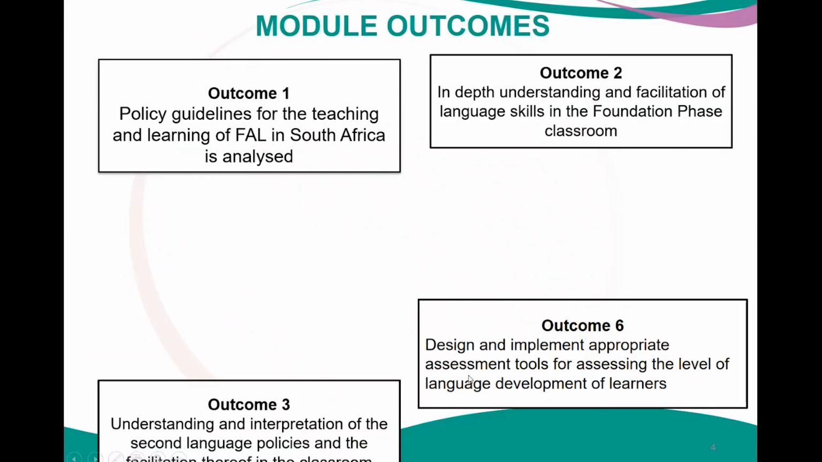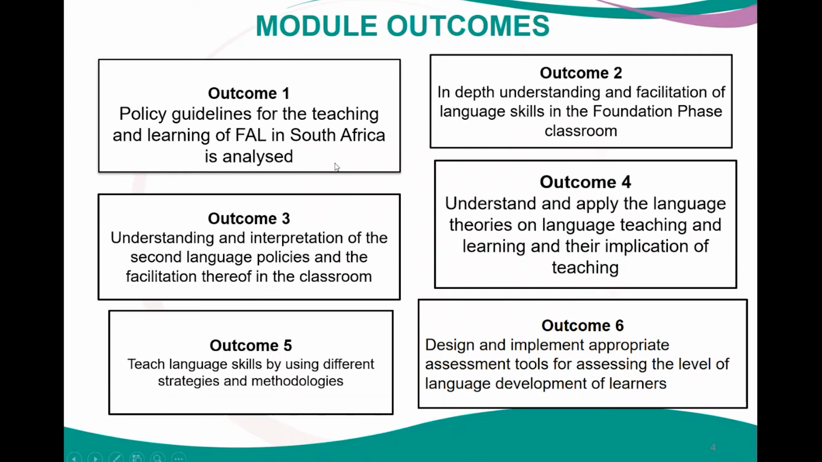Okay, let's look at this module. Remember, we looked at different units, but each and every unit has its own outcomes. Please go through these outcomes, outcome 1, 2, 3, 4, 5, 6 for each and every unit. Today, we're going to look at outcome 1, outcome 2, and outcome 3. Let's read. Policy guidelines for teaching and learning of FAL in South Africa is analyzed. Outcome 2, in-depth understanding and facilitation of language skills in the foundation phase classroom. Outcome number 3, understanding and interpretation of the second language policies in the facilitation thereof. So outcome 4 and 5, we'll see them later on. That is unit 4, unit 5, and 6.